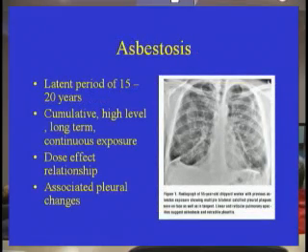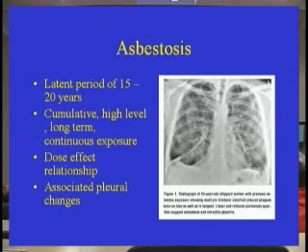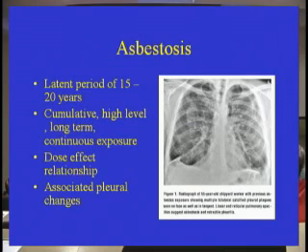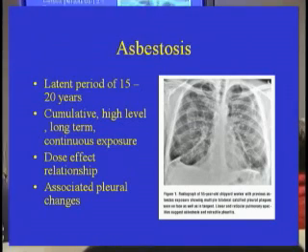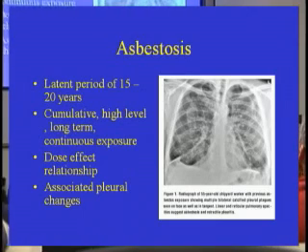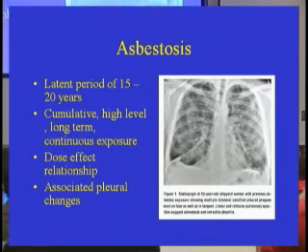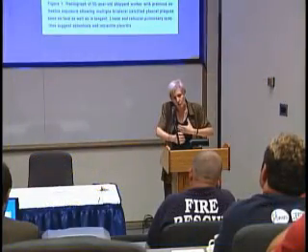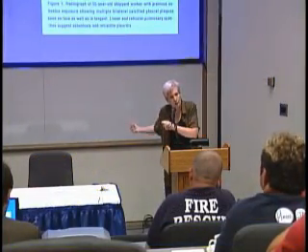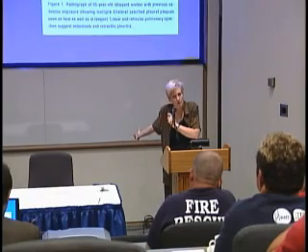Asbestosis, again a latency period. And what asbestosis is, is scarring in the lung. The asbestos fiber produces an inflammatory reaction, and it produces scarring, which is fibrosis. The scarring tends to be at the bottom parts of the lung. And it is related to the amount of exposure that you've had. So the more you work with asbestos, the more likely you're going to develop asbestosis.